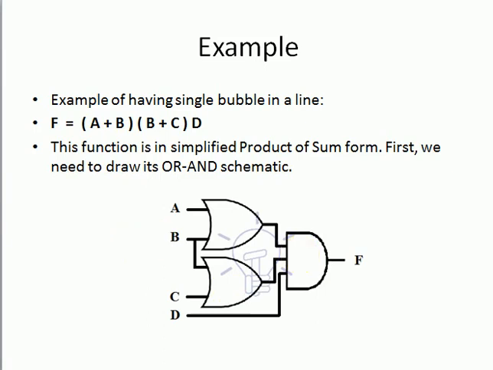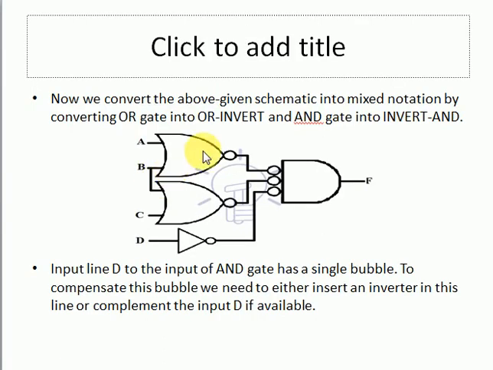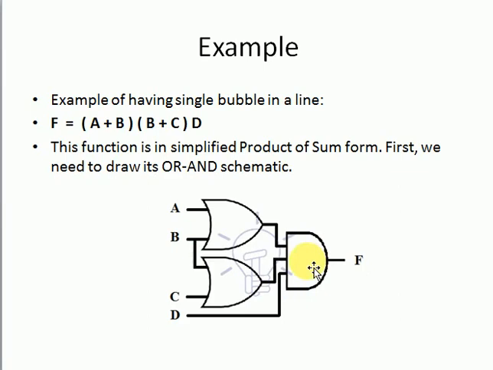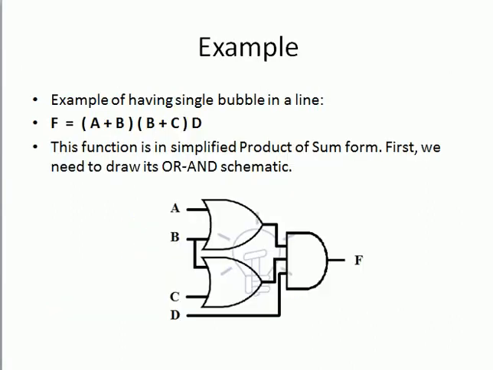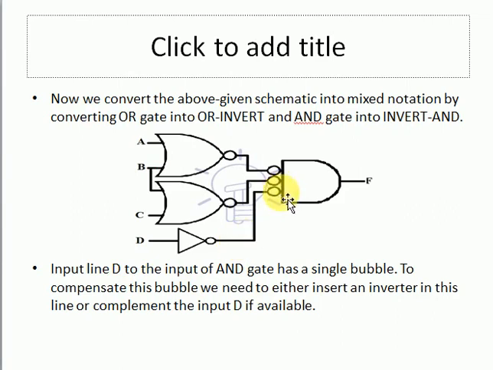So how can we invert this circuit having the mixed notation? You see, the first OR gate is replaced by the OR invert, the second OR gate is also replaced by the OR invert, and this AND gate is replaced by the invert AND. But see one thing here: we have applied the D input directly to the AND gate, but here we are having D invert.